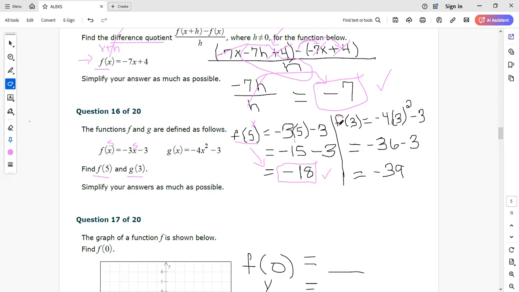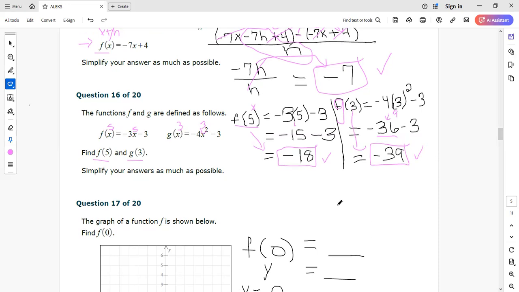And now this should be a g. G of 3, we're replacing our g function. Everywhere x is, we're replacing it with 3. Okay, so that gives us negative 4 times 3 squared minus the 3. 3 squared is 9, right? And 9 times that negative 4 gives us negative 36. Minus the 3, we get negative 39. So that g of 3 equals negative 39.